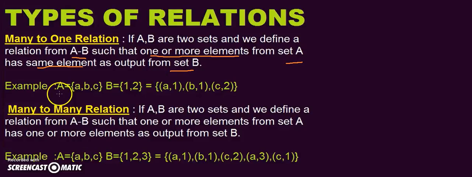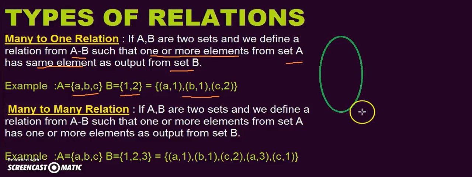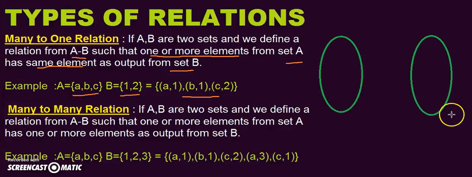Now here we have taken the example. So here I have a set A, I have set B, and this is the relation that we have defined. Now let us represent this example with the help of the Venn diagram. So this is set A and this is set B.